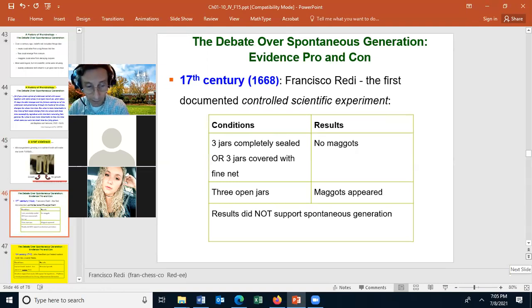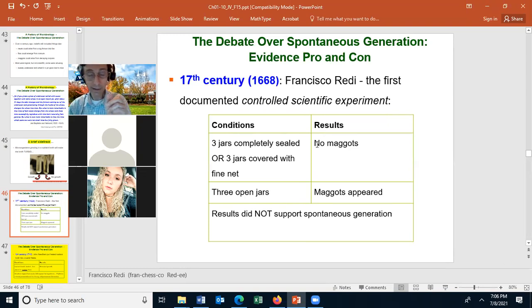He's also important because not only did he add to the debate about spontaneous generation, but he's also the first person to write up and document a controlled scientific experiment. So he's actually very important in science. I should say, the first in biology. He might not have been the first in science. What he did was he got 3 jars and he left them open to the air. And then he got 3 jars and he completely sealed them. And he noticed that maggots appeared in the open jars and there were no maggots in the sealed jars. And he said, this is evidence that spontaneous generation does not occur.